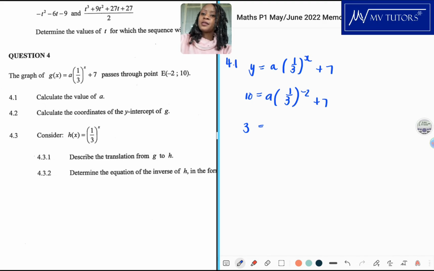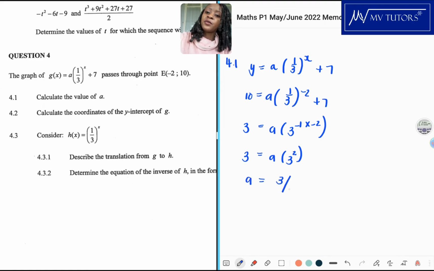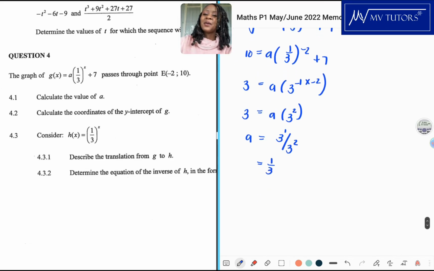how should I do this? So this is a, 1 over 3 is the same as 3 to the power negative 1, and that is multiplied by negative 2. So I have 3, negative 1 times negative 2, that is just positive 2. So basically a is 3 over 3 squared, which is like 3 over 9, which is just a third. We just take away 1, 3. So yes, we have a third, and that is a.